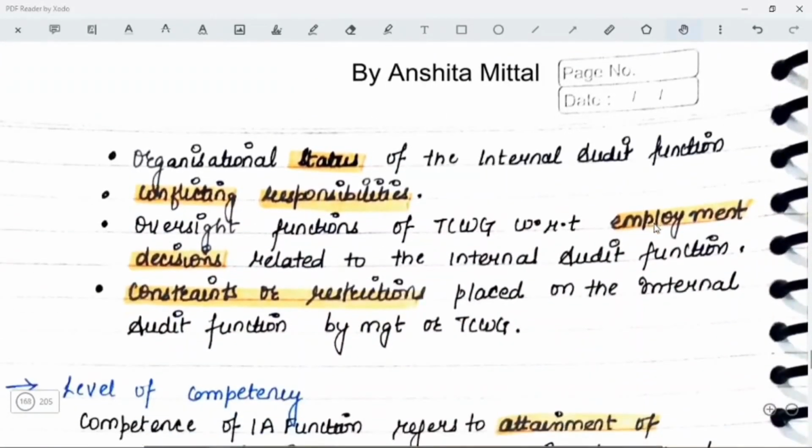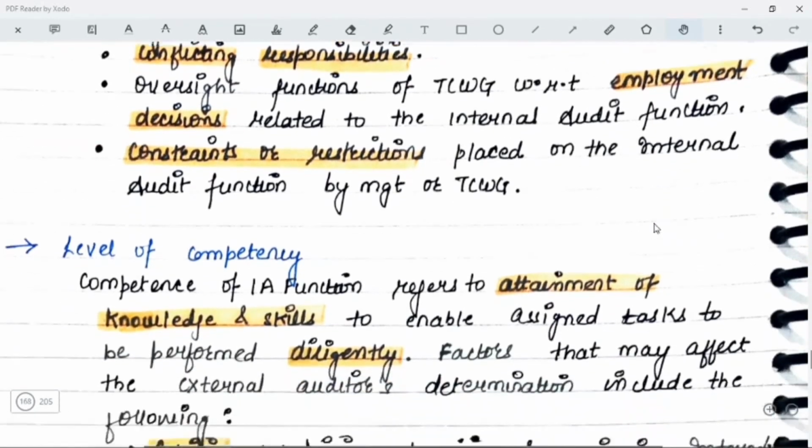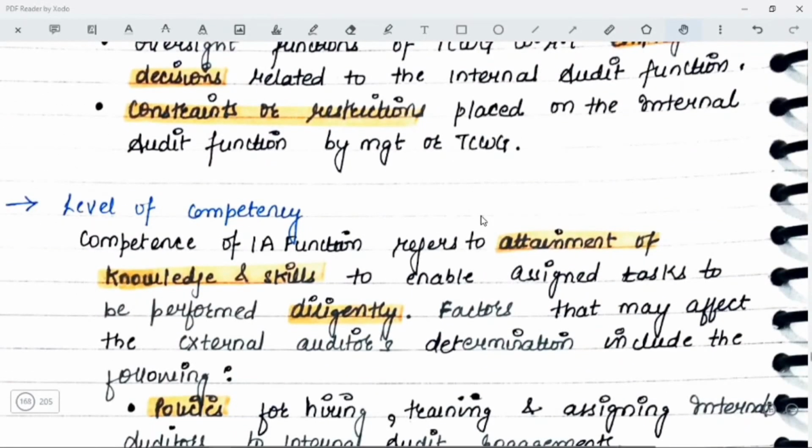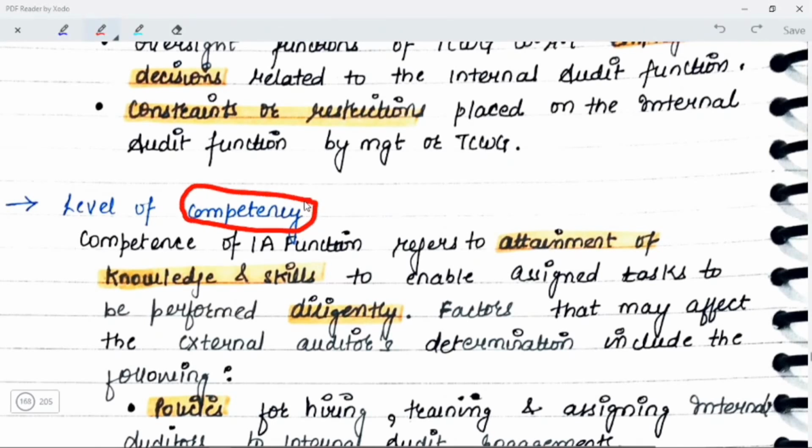First of all, the organizational status of the internal audit function, the conflicting responsibilities, oversight functions of TCWG with respect to employment decisions related to the internal audit function, and constraints or restrictions which are placed on the internal audit function by the management or TCWG. I'm not going to explain everything over here because we are just revising the whole standard in a quick manner.